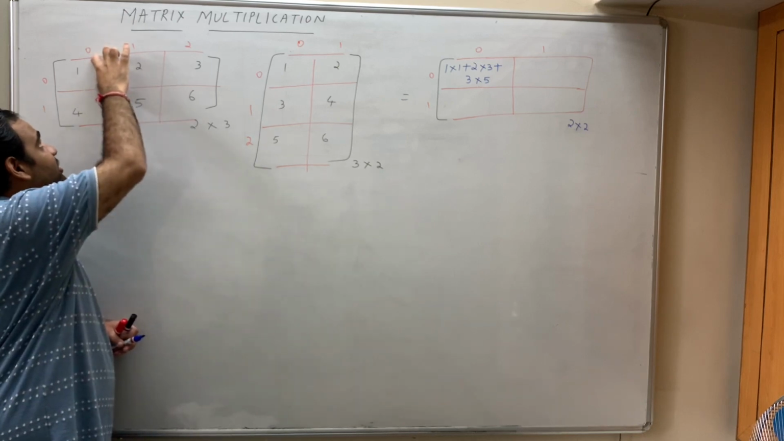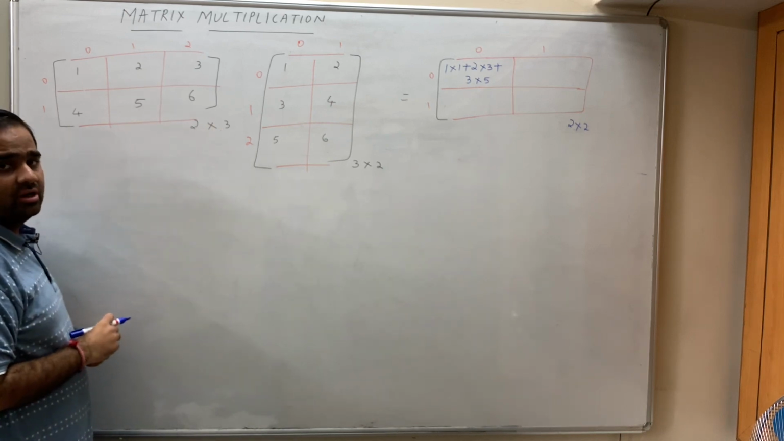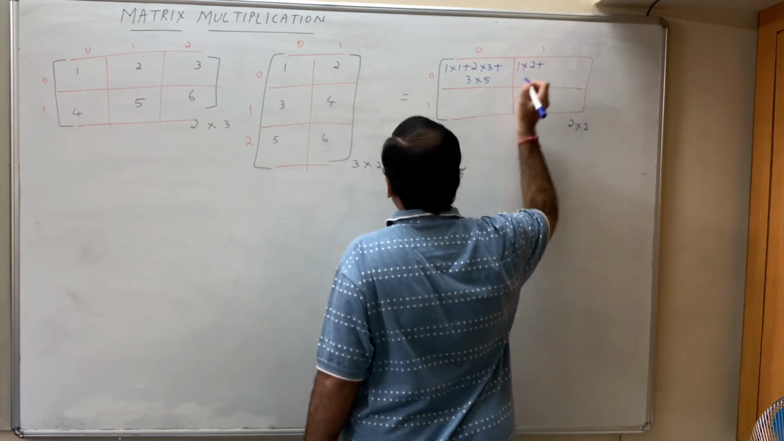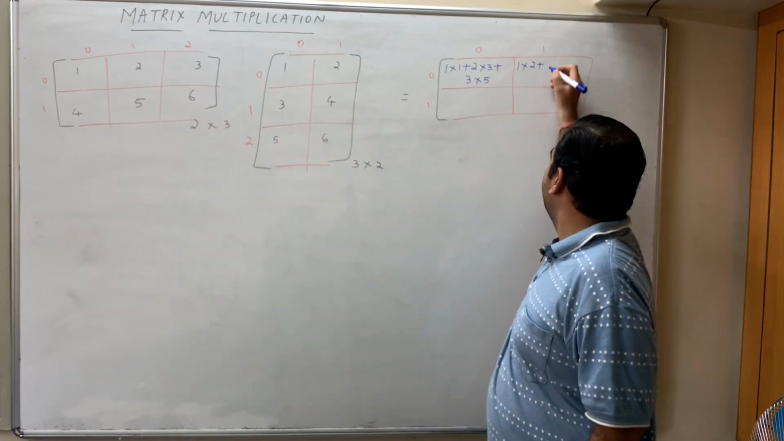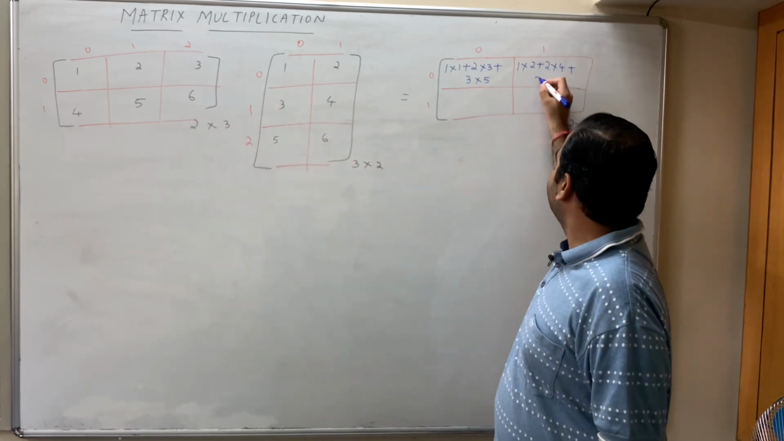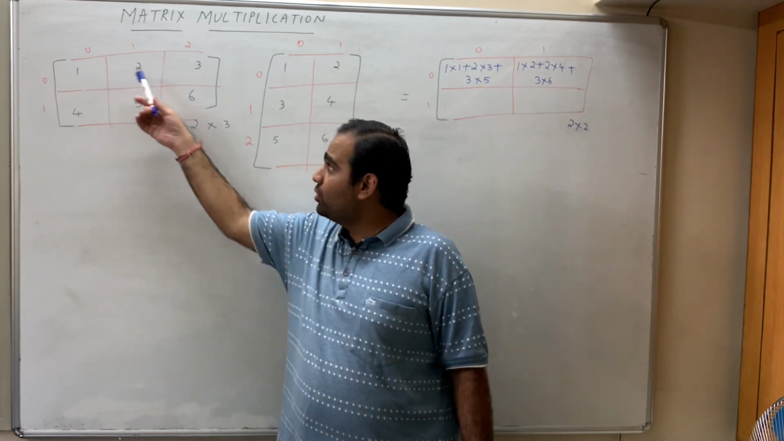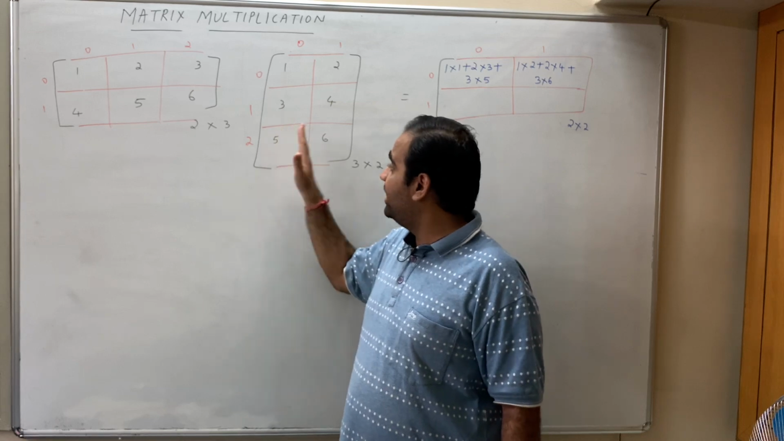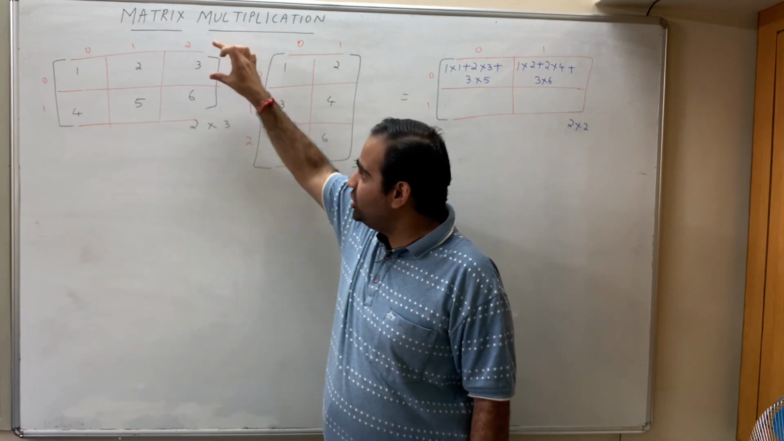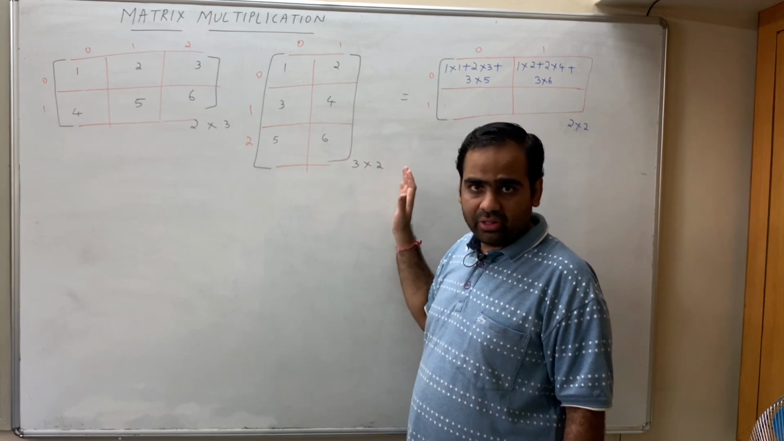Now again we take the first row and we multiply with the second column and we write it at 0, 1 in the resultant matrix. Now we say 1 into 2 plus 2 into 4 plus 3 into 6. Next, the first row is multiplied with each column of the second matrix. The 0th row is multiplied with each and every column of the second matrix. It's done.